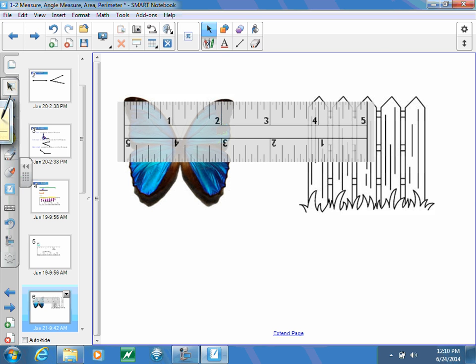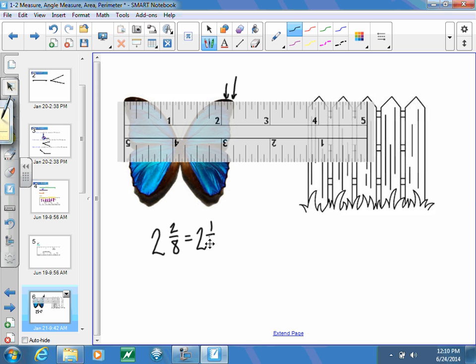So I'm going to grab a pen here. This right here is 1/8, and this is 2/8. So here I have 2 and 2/8, which is equivalent to 2 and 1/4, and I want to make sure that I put my inches with that.